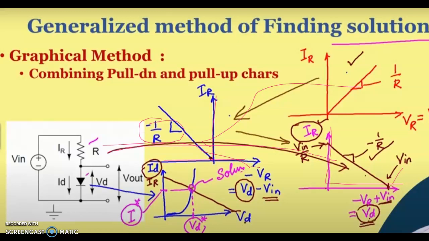This part is minus 1 by R. Here on the negative side, and here on the positive side, 1 by R. Same IR, but here plus VR, here minus VR. Okay, here in Vd, the diode voltage across the resistance, the current in that resistance at this point is the Vd solution. This is I.